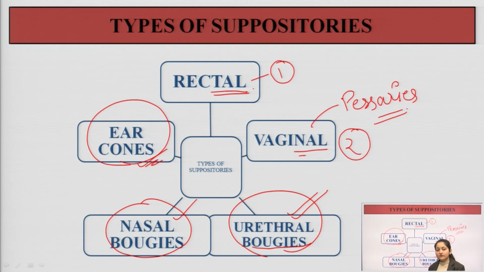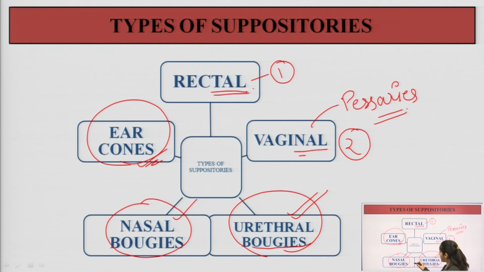What will ear cones do? When you make a suppository of ear cones, they will be solid at room temperature. As you insert them into the ear cavity, what is the main thing that is going to happen? It is going to melt at 37.5 degrees Celsius, and as the suppositories melt, they produce the desired action in order to treat a particular ailment.